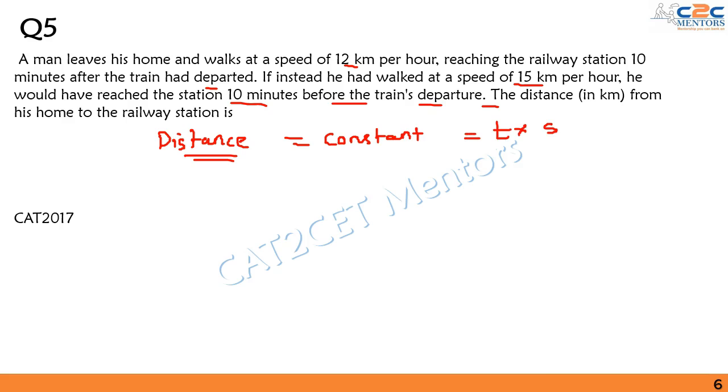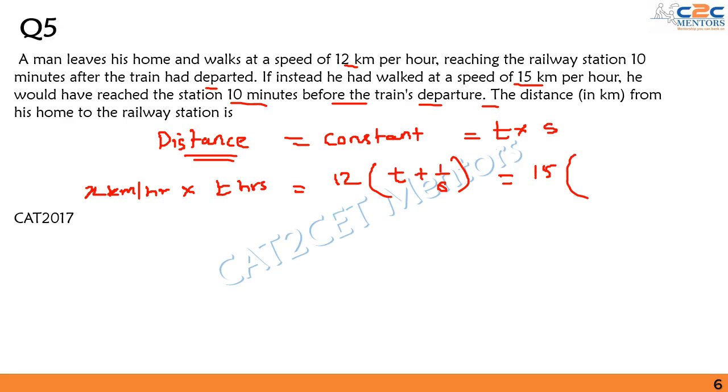So let's say that he takes t hours to complete this distance if he would have walked at a certain pace. But we are given that if he walks at 12 kilometers per hour, he is requiring 10 minutes more. So this will be t plus 10 minutes, in terms of hour is 1/6, and this is equal to, if he travels at 15 kilometers per hour, he is going to require 10 minutes less, that is t minus 1/6.